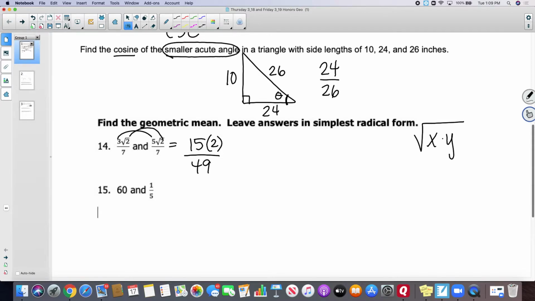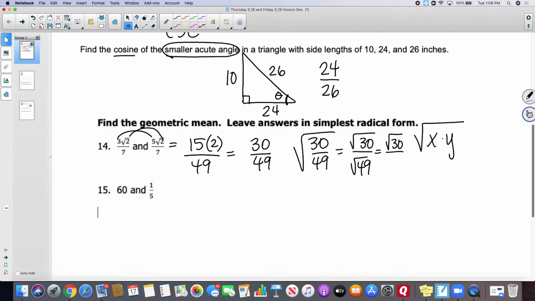Some of us forgot to multiply the denominators together. We just brought the 7 over. Okay, remember you have to multiply that. So that's going to give me 30 over 49. But the geometric mean says that we take the square root of 30 over 49. Now we're not done here, because the square root of 30 over 49 is the same thing as the square root of 30 over the square root of 49. And you can't have that radical in the denominator. So to leave it in simplest radical form, you would do the square root of 30 over 7. You would leave it like that. That would be your answer.